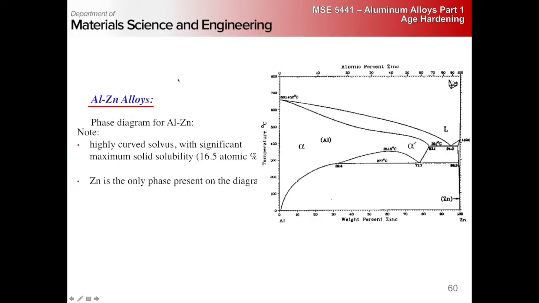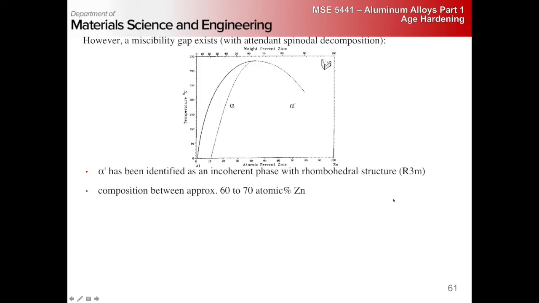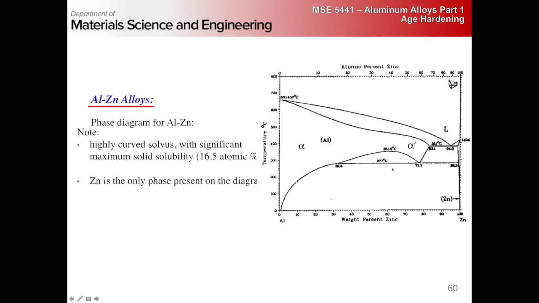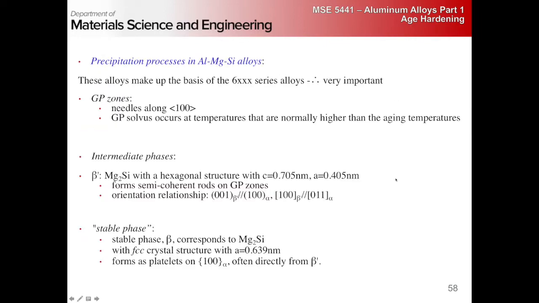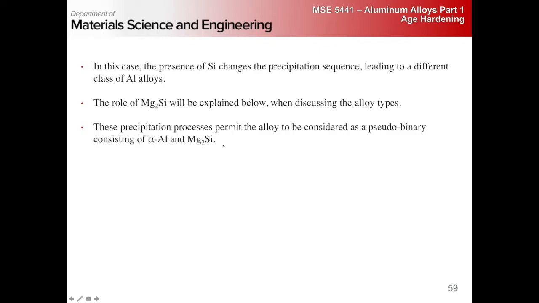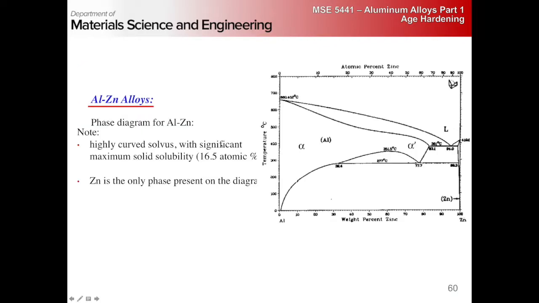Right? So moving on, the other important family is aluminum zinc. Again, we have our highly curved solvus. Zinc is the only other compound present on the phase diagram, whereas with aluminum magnesium silicon we had an intermetallic, the Mg2Si intermetallic compound.